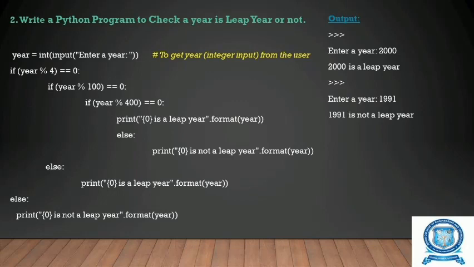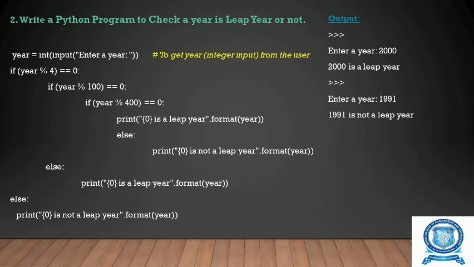If the year modulo 4 is equal to 0, then we are checking another condition, that is if the year modulo 100 retrieves 0. If it is retrieving 0, then again we are checking if that year modulo 400 is also equal to 0. If all these conditions are satisfied, we are going to print that the year is a leap year, or else we are printing that the year is not a leap year. So this is the case of finding whether it is a leap year or not.